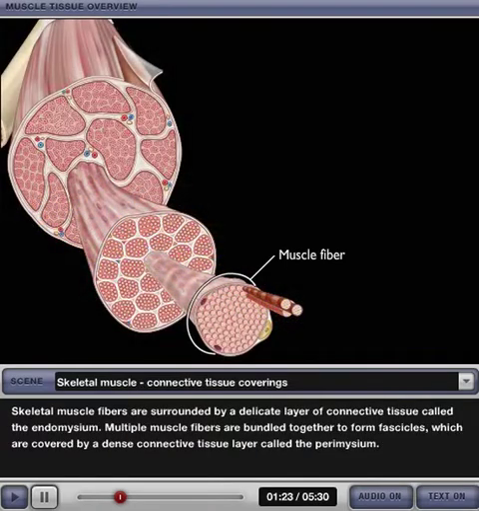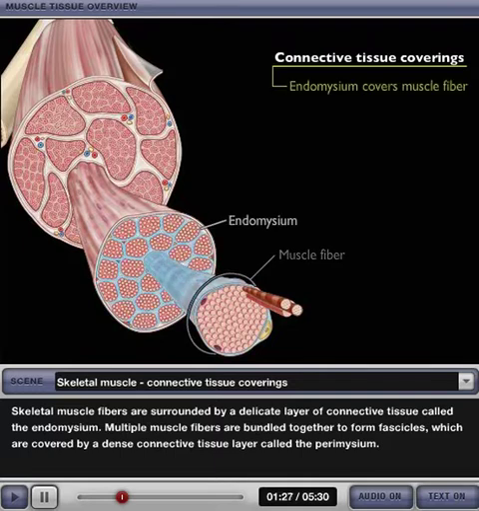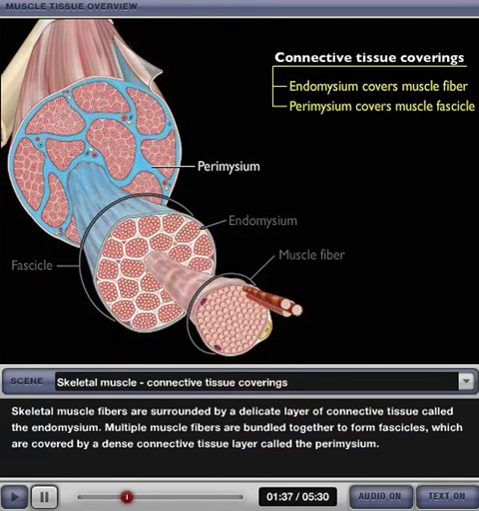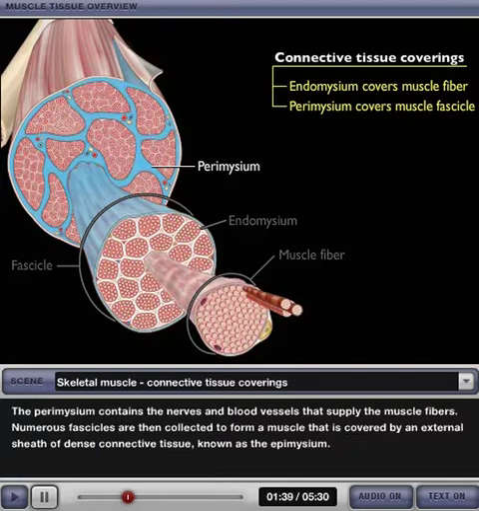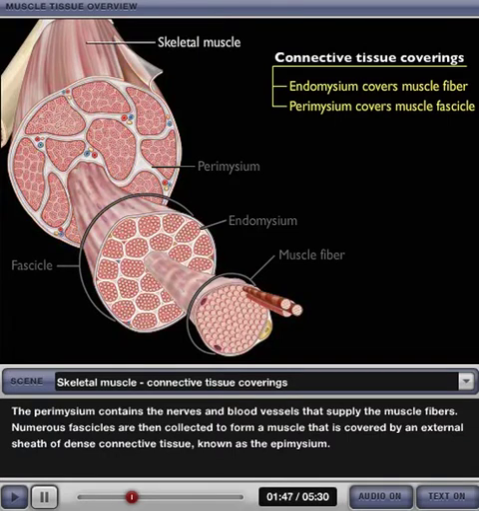Skeletal muscle fibers are surrounded by a delicate layer of connective tissue called the endomysium. Multiple muscle fibers are bundled together to form fascicles, which are covered by a dense connective tissue layer called the perimysium. The perimysium contains the nerves and blood vessels that supply the muscle fibers. Numerous fascicles are then collected to form a muscle that is covered by an external sheath of dense connective tissue known as the epimysium.